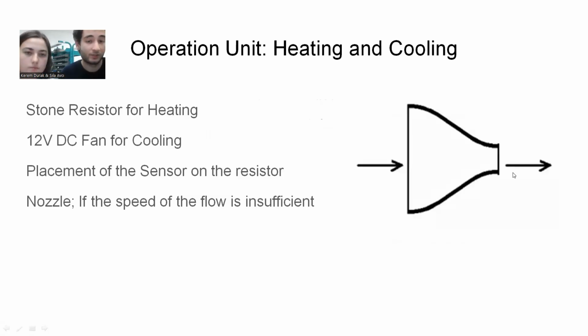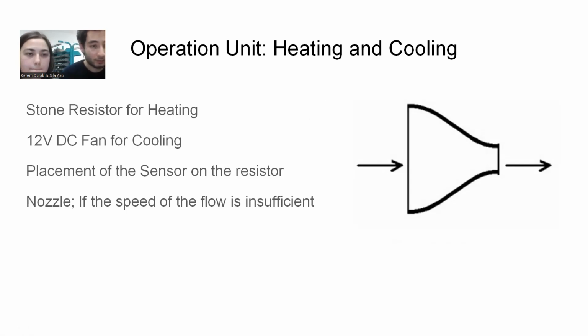The other unit is the operation unit, where we will be having a stone resistor for heating and a 12-volt DC fan for cooling. And as suggested, we will be placing the temperature sensor on top of the stone resistor. And when it comes to the fan, we'll be trying to put the fan as close as possible to the temperature sensor to have a higher velocity over the temperature sensor.